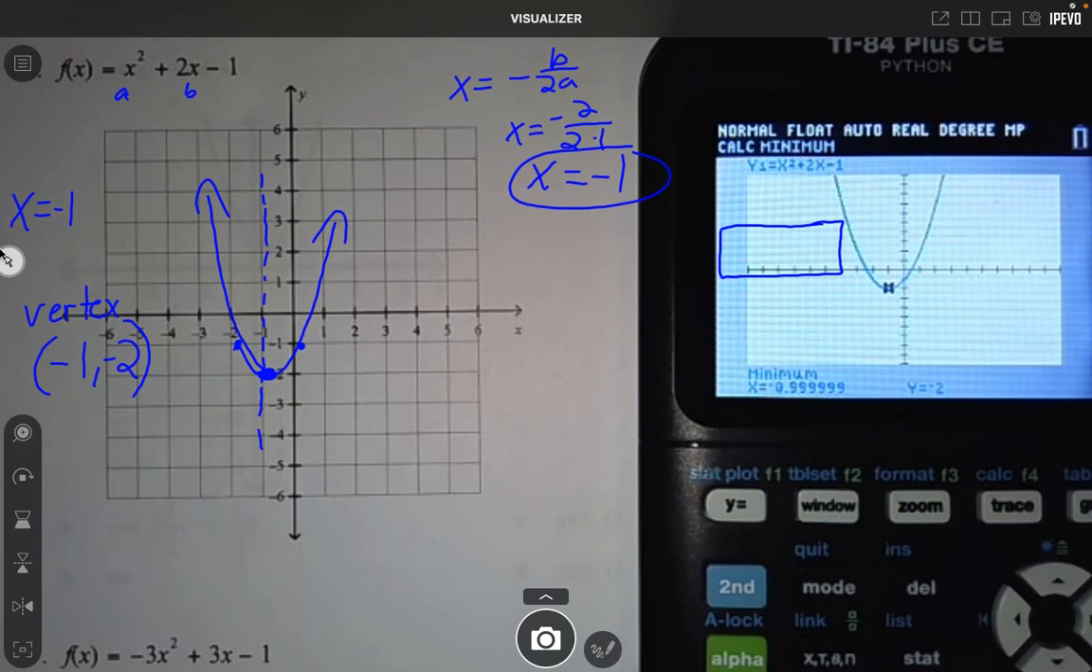All right, the next one's the same thing, so I'm going to do it as well. Can I erase that, or is anybody copying it? We're good?